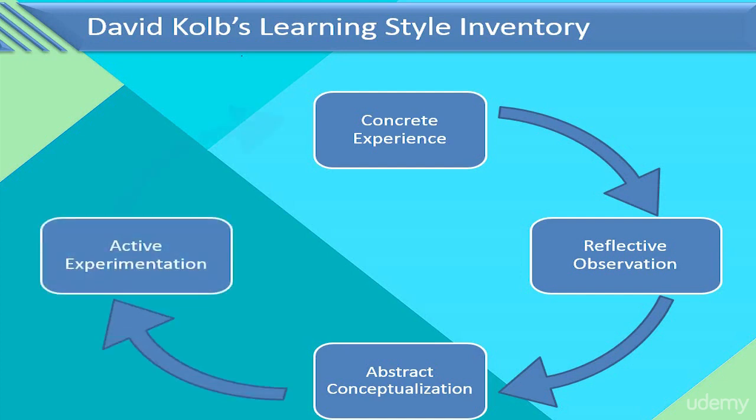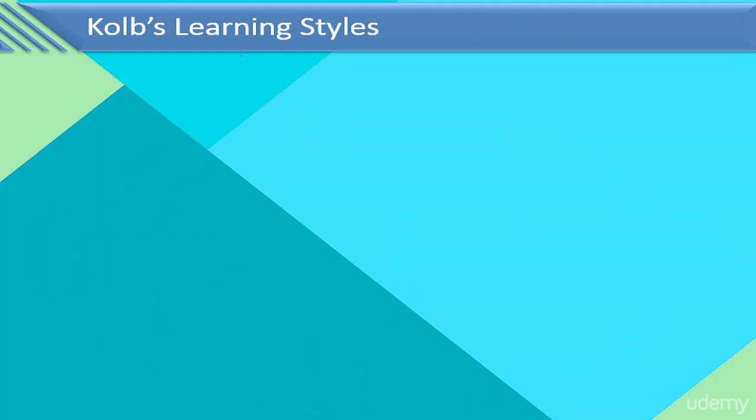Active experimentation learners like to learn actively. To accommodate these learners, training instructors or e-learning presenters should serve as facilitators and allow them to learn through experimentation and discovery. Based on the 4-stage cycle of learning, Kolb developed the following learning styles.